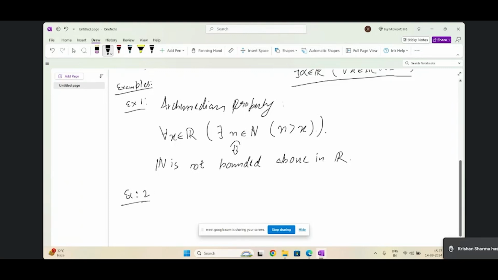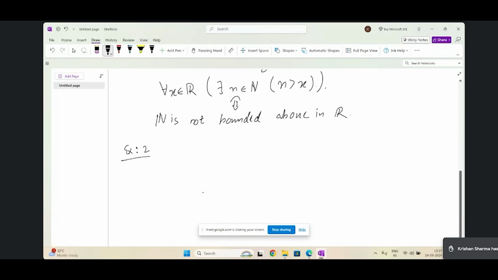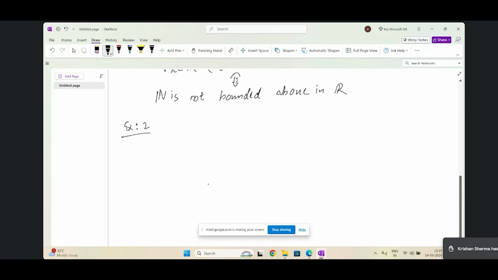So I want to talk about example number 2. Can you give me the next example? Do you feel like any other theorem which uses the LUB property directly or indirectly? Greatest integer function. Yeah, the greatest integer function. So what does it say basically?